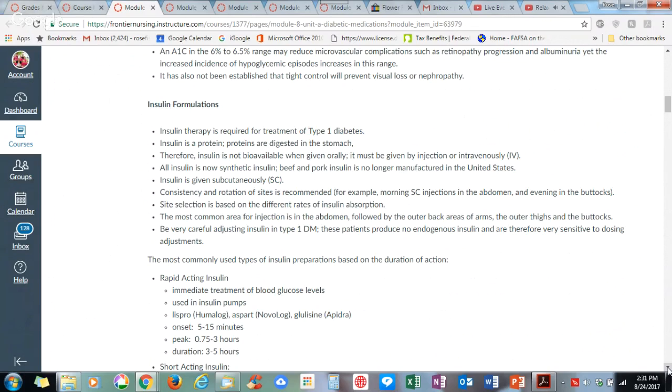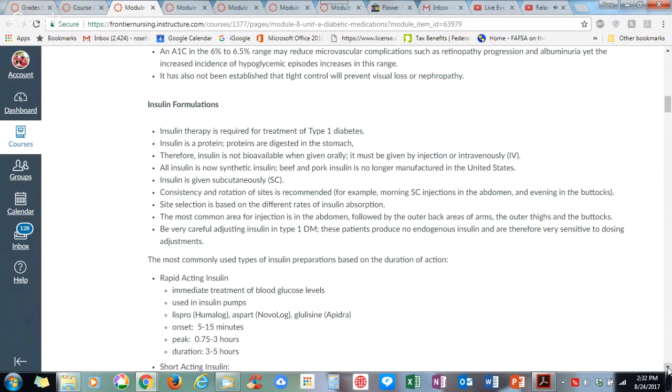Insulin therapy is required for the treatment of type 1 diabetes. Insulin is a protein, and proteins are digested in the stomach. Therefore, insulin is not bioavailable when given orally. It must be given by injection or intravenously. All insulin is now synthetic insulin. Beef and pork insulin is no longer manufactured in the U.S.